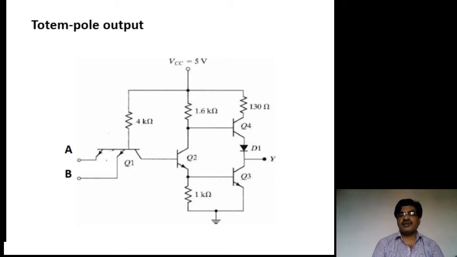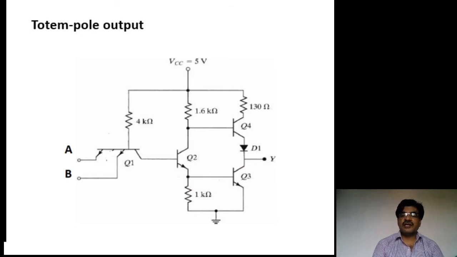Since transistors Q3 and Q4 are in push-pull fashion, if transistor Q3 is on, definitely transistor Q4 is off. If Q3 is off, then definitely transistor Q4 is on. That is achieved by this phase splitting transistor. It maintains proper base voltages. That's why if one transistor is on, automatically the other transistor is in the off state. So let us see that action.